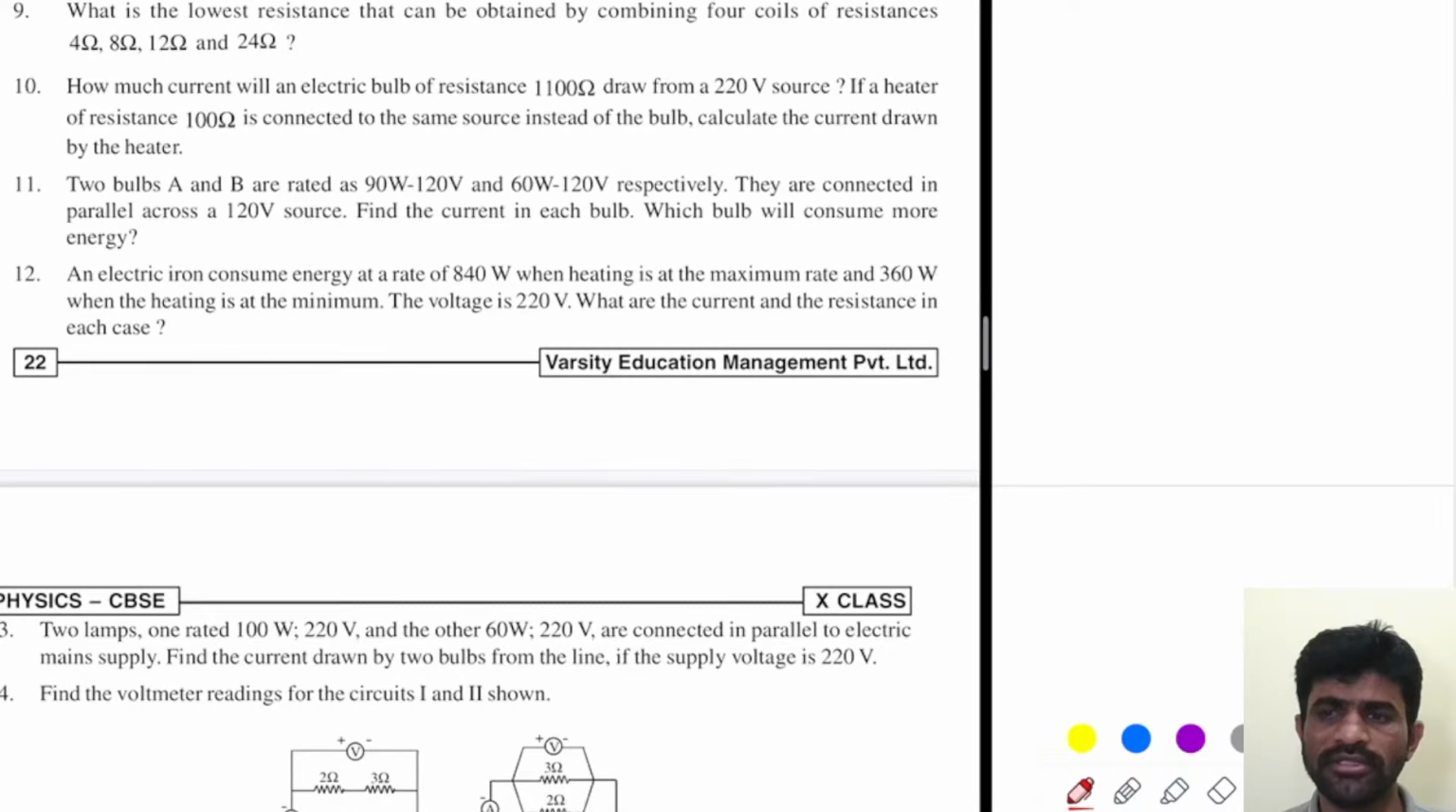Is my voice clear? In the first case, what is the current formula? We know voltage and resistance here. Now we are talking about question number 10. Current is equal to V by R.